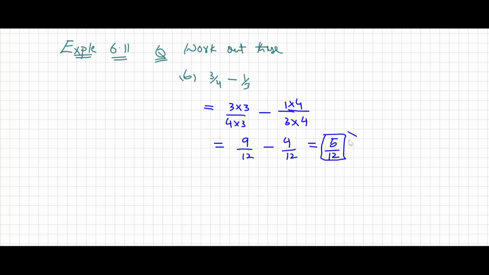Or if you want the technique, it's like this. We are getting the LCM of 4 and 3. It's the least common multiple. The least common multiple of 4 and 3 is 12.